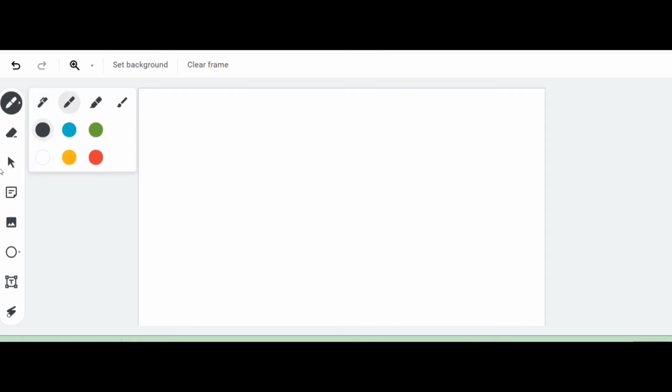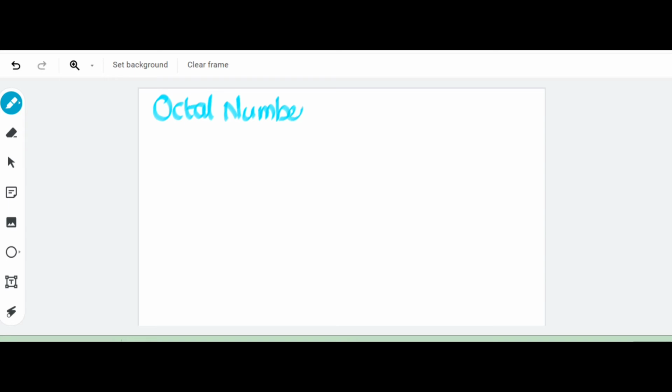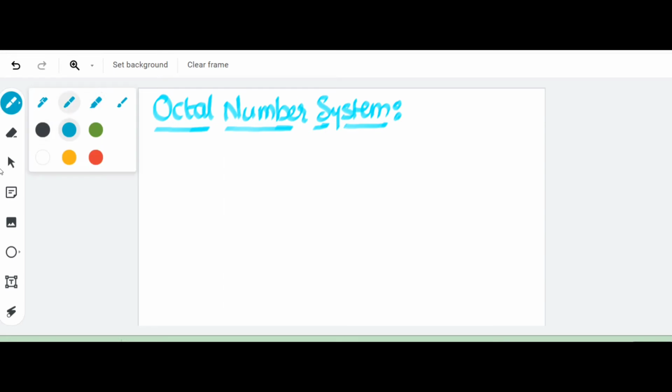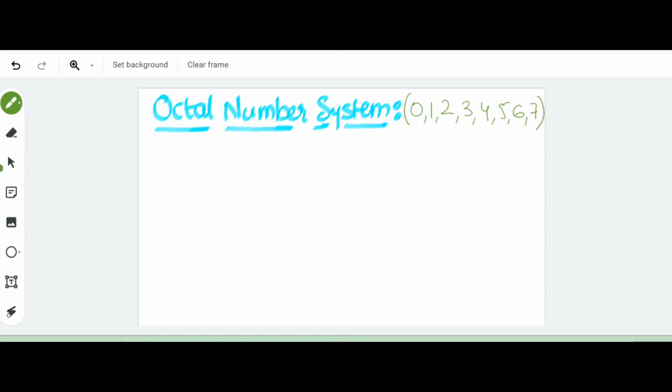Let me write. We have here the octal number system. Coming to this octal number system, octal means 8. So oct means 8. As it is 8, the digits we are going to consider start from 0 and end with 7. Got it? So this is about the octal system.